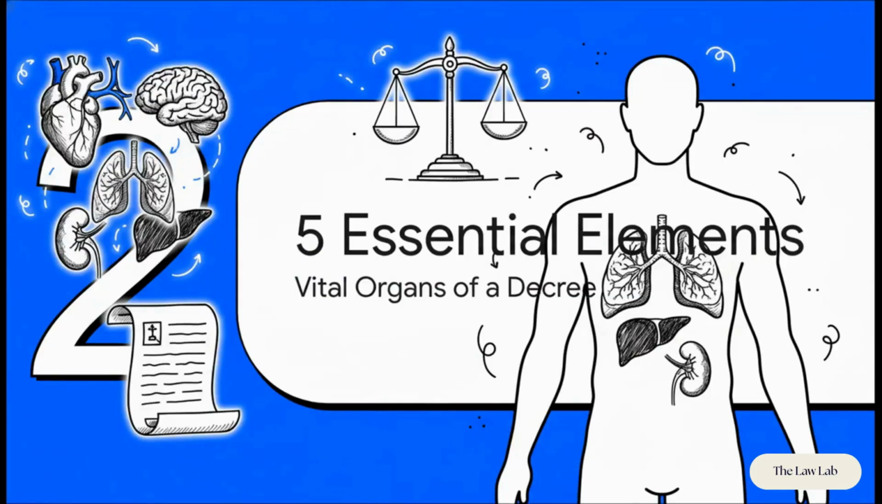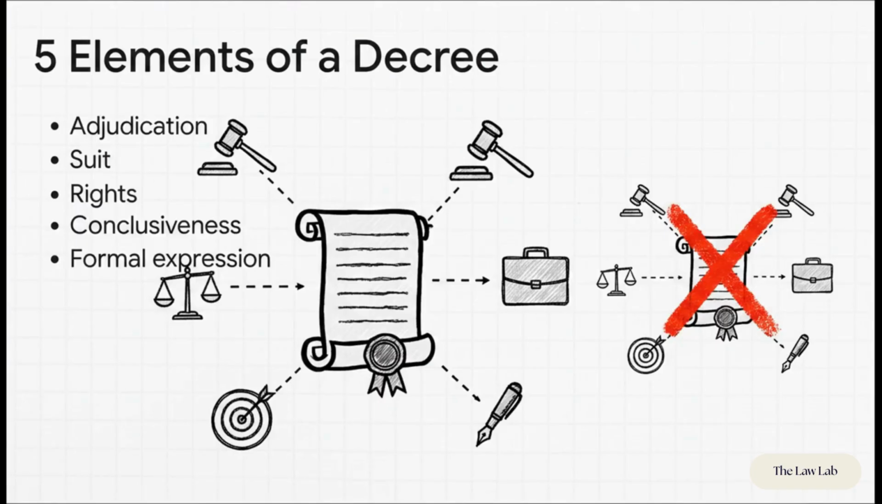Section 2. The 5 essential elements. I actually really like to think of a decree as a living, breathing legal organism. And for it to survive, it needs 5 vital organs: an adjudication, a suit, the determination of rights, a conclusive determination, and a formal expression.